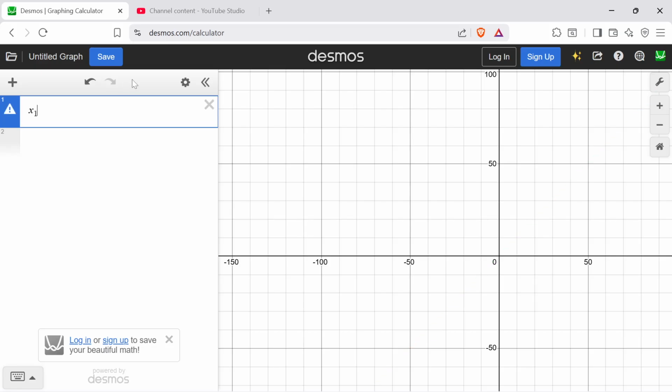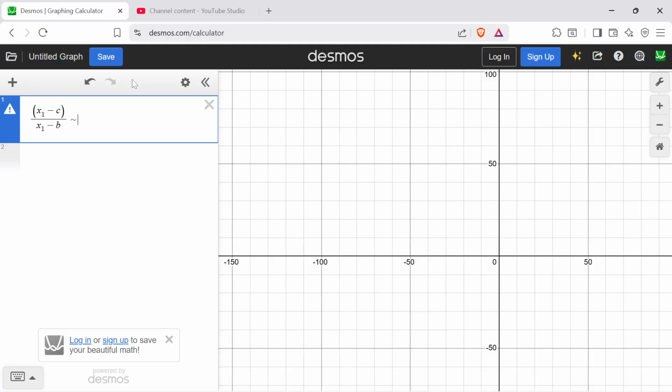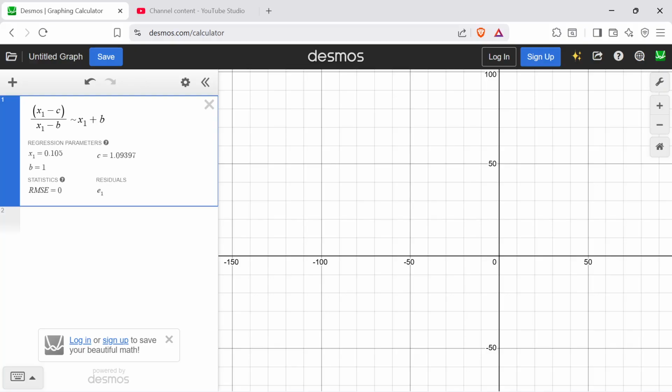I'm going to make it into a regression. I'll put x1 minus b, and then I put a tilde instead of an equal sign. Right here it says it is equivalent to, or equals, x plus b. I'll put x1 plus b. And right away it comes up with a b value of 1 and a c value of 1.09. Well, that's not one of the choices.